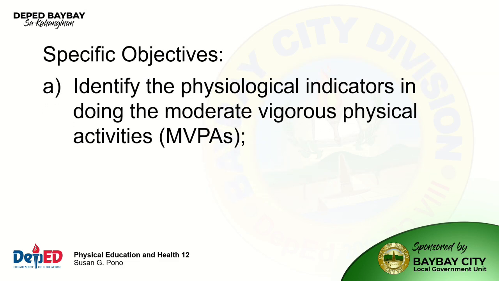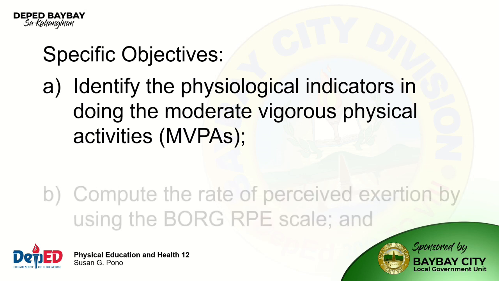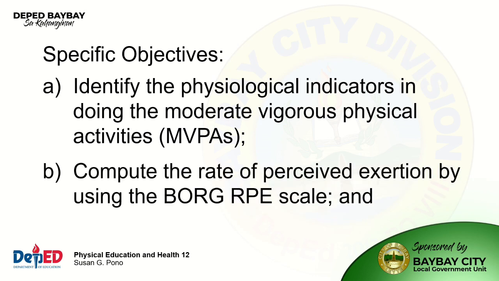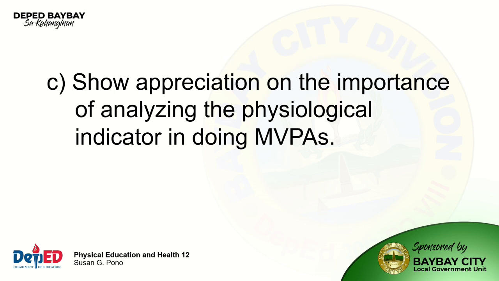First, we are going to identify the physiological indicators in doing the moderate vigorous physical activities. Second is to compute the rate of perceived exertion by using the Borg RPE scale. And lastly, we are going to show precision on the importance of analyzing the physiological indicators in doing MVPAs. Now, let us define the important terms in this lesson.